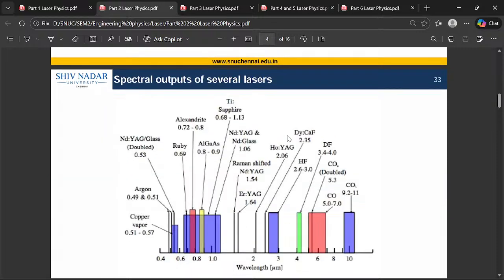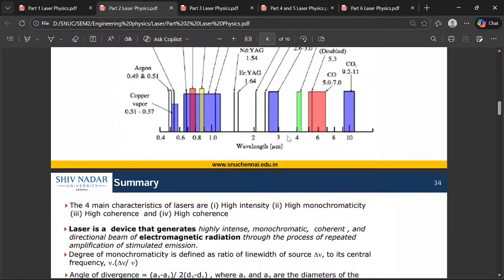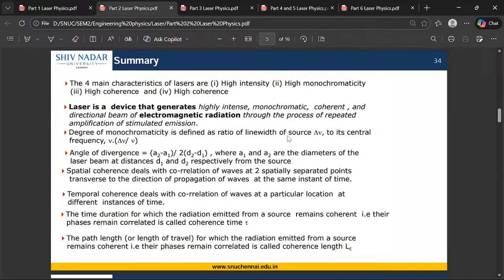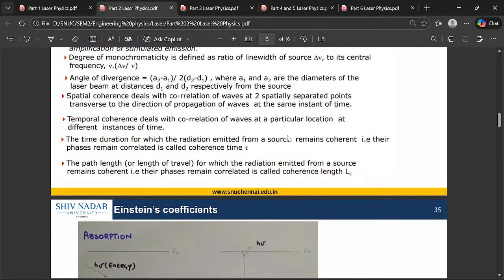This slide explains the spectral output, the spectrum in which the laser can operate: copper vapor laser, argon laser, UV lasers, CO2 lasers and so on. This is just a summary of what we learned in the previous PDF, that the laser is highly intense, highly monochromatic and highly coherent. It also gives the angle of divergence, spatial coherence and temporal coherence.